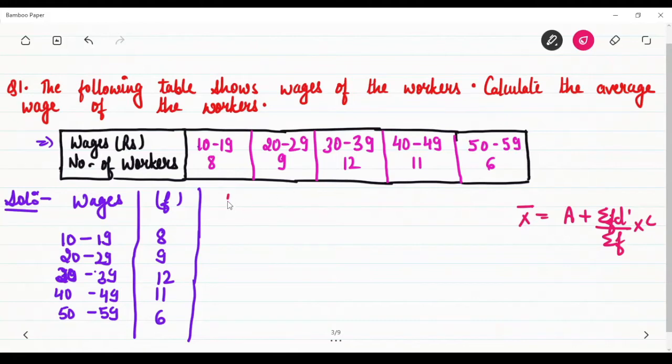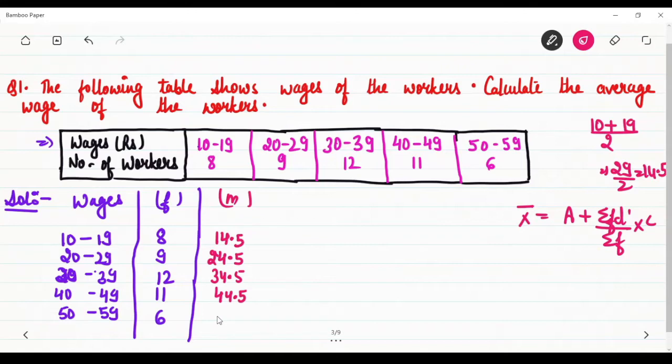So the mid value here is from 10 to 19. You can see the mid value here, I will solve it to make you guys understand. It is 29 by 2, which gives us 14.5, right? So here the mid value is 14.5. When we add 20 plus 29 and divide by 2, we will get 24.5, then 34.5, then 44.5, okay, and 54.5.